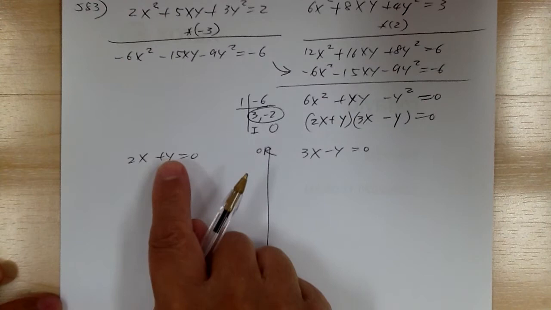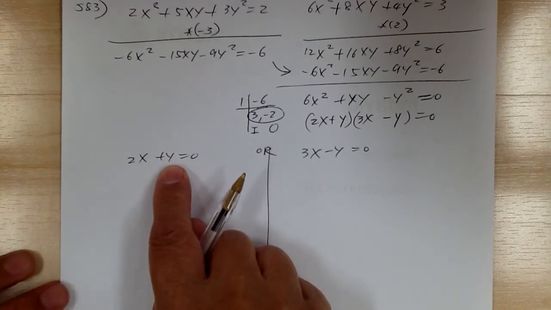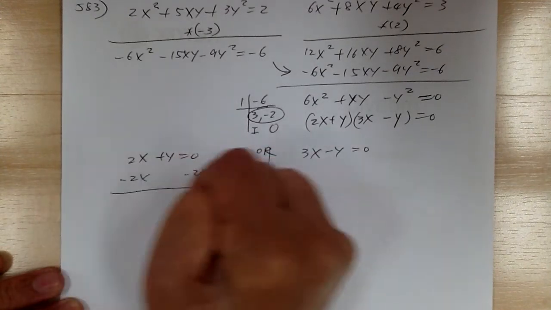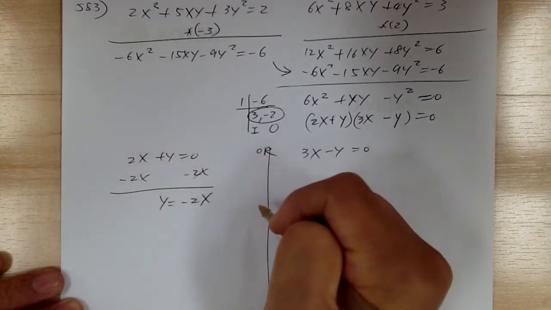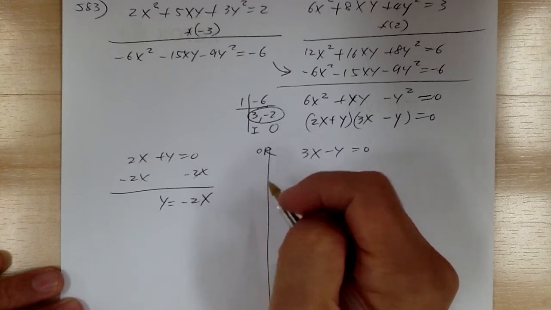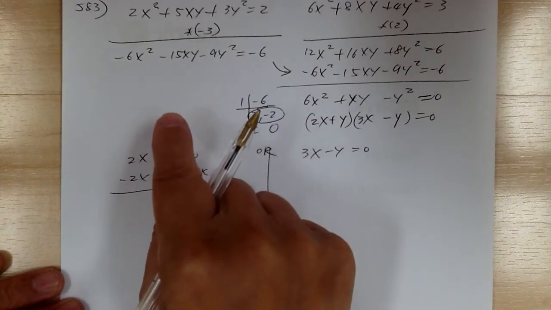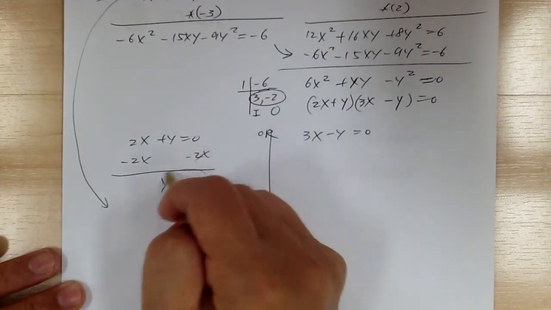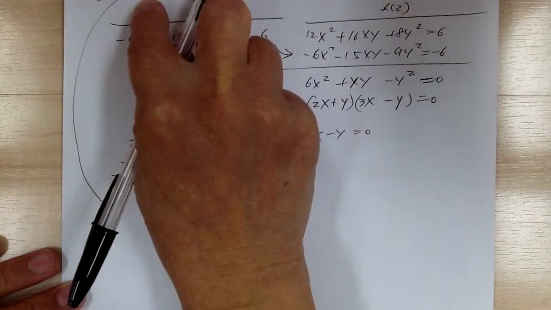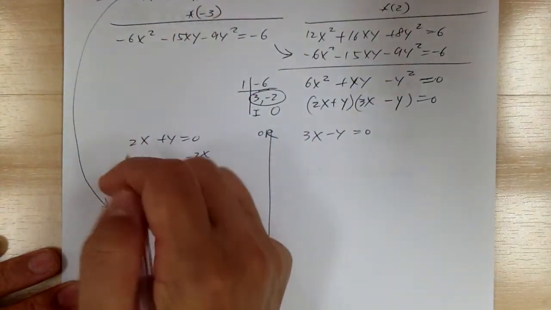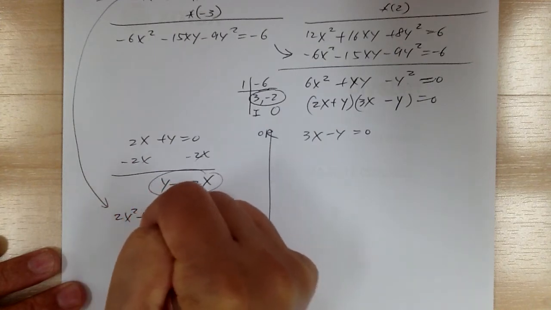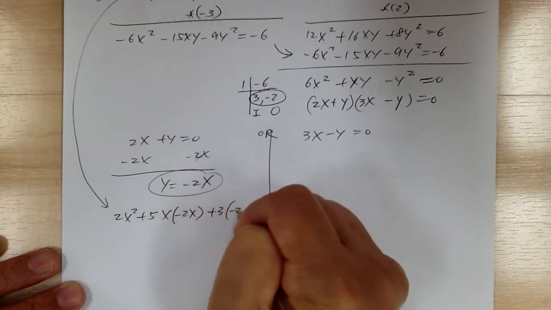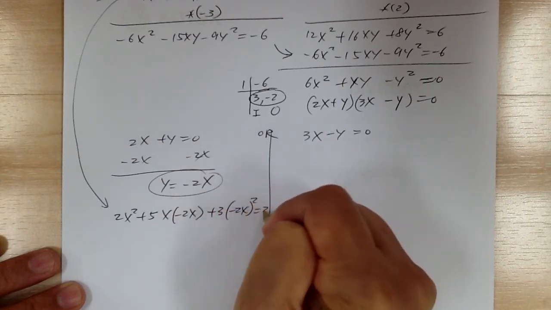Okay. So let's consider this one first. So move this over. So minus 2x, minus 2x. So y equal to negative 2x. Okay. So I'm going to use this equation here. So again, I'm going to circle that. That's important information. I'm going to substitute this into here. Okay, so I get 2x squared plus 5x times negative 2x, plus 3 times negative 2x squared equal to 2.